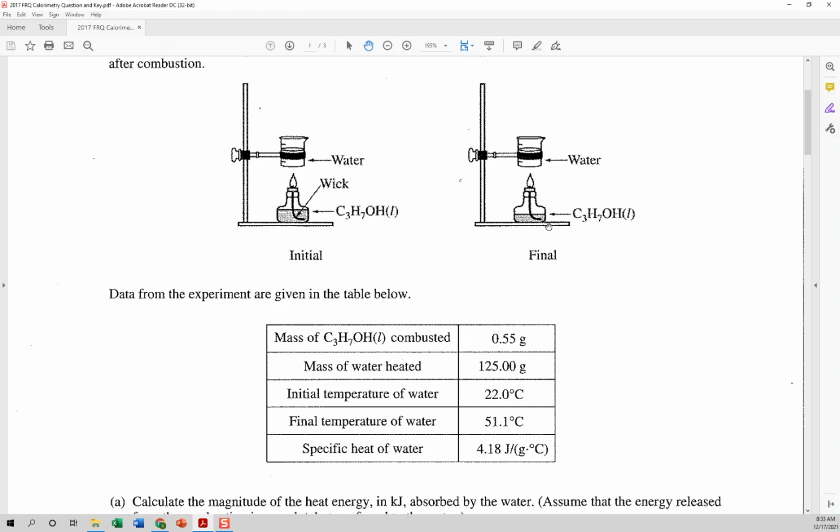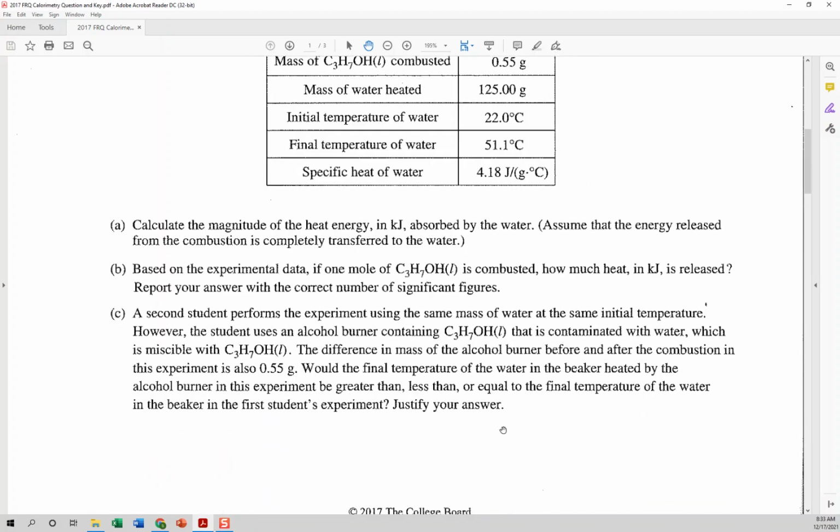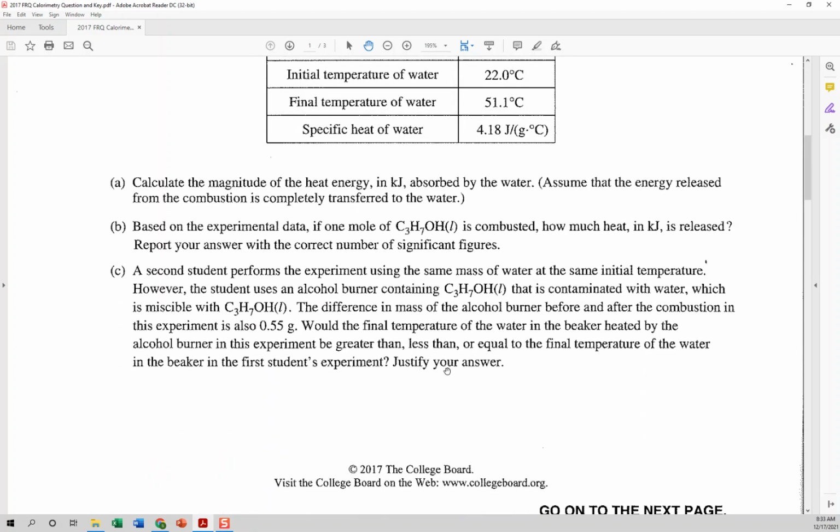So that means you wouldn't have produced as much heat because not all of this was propanol, so you have less number of moles of propanol that burn. So if you have less moles of propanol that burn in the second experiment, you would have less heat released. So that means less heat absorbed by the water, and so the final temperature of the water would be less than this, right? So the answer would be less than, okay? And to justify, it's because not all of this 0.55 grams was propanol. Some of it was water, and so not as much heat was released, okay? So some kind of explanation leading to that.